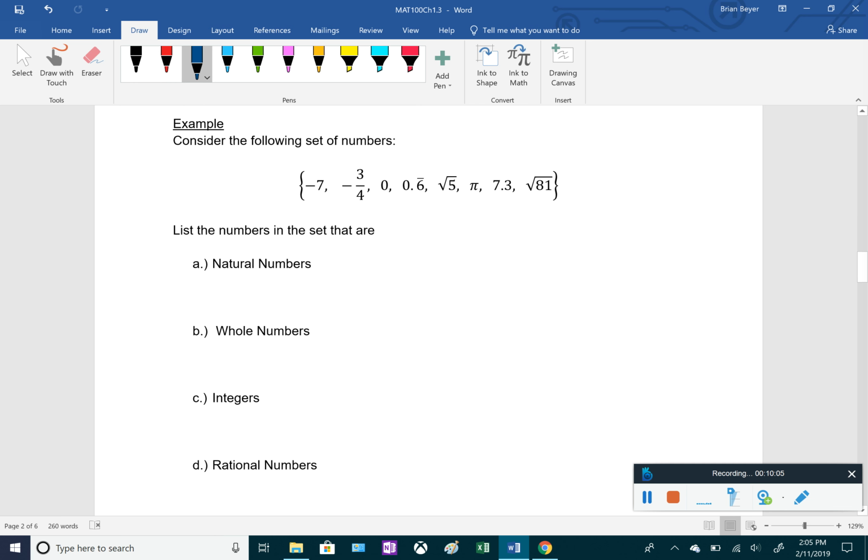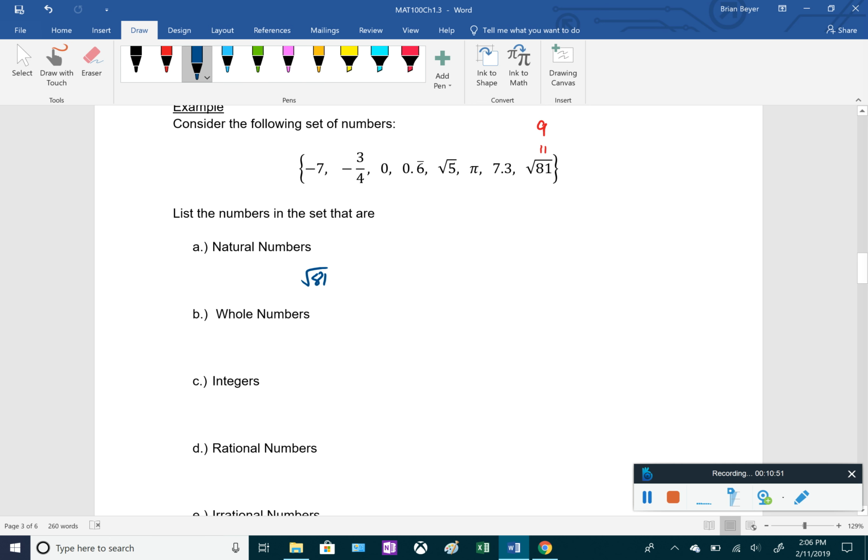Okay, so let's do this example here. Let's say we have this set of numbers: -7, -3/4, 0, 0.6 repeating, radical 5, pi, 7.3, radical 81. We want to write down all of the numbers that are in all of these sets that we just did. For natural numbers, let's do that first. Let's list the numbers from the set that are natural numbers. Remember, natural numbers are all positive whole numbers: 1, 2, 3, 4, and so on. The only number here that fits that property is radical 81, because that's actually equal to 9. So radical 81 is a natural number.